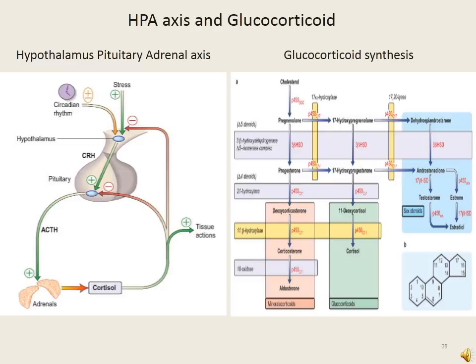Okay, and another figure shows the glucocorticoid synthesis in the adrenal cortex, which has cholesterol as the precursor. Okay, in the right hand side flow chart, you will see the light green box showing the synthesis of glucocorticoid. Okay.